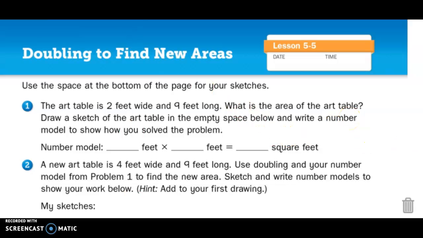All right, this says doubling to find new areas. Doubling is going to be our important word today. And you know what doubling means. That means 2 of something. So let's say I have 7 pencils. I double it or I multiply it by 2. Now I have 14 because 7 plus 7, or 7 doubled, would be 14.